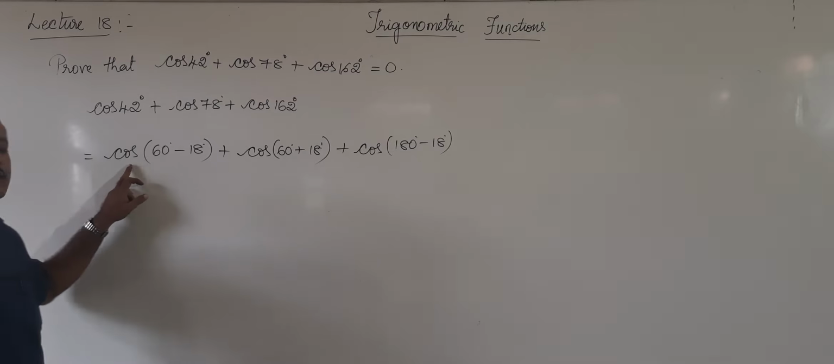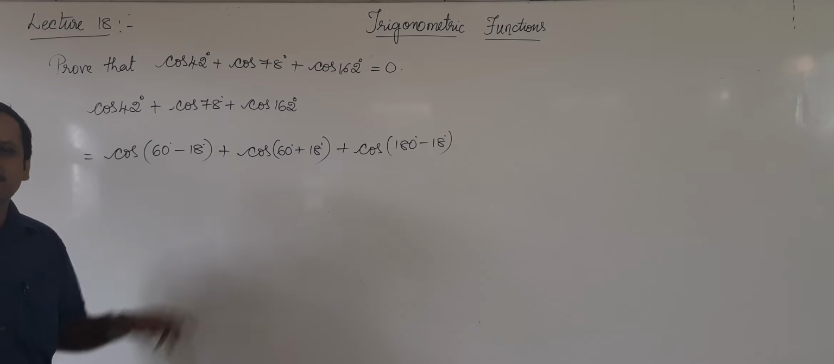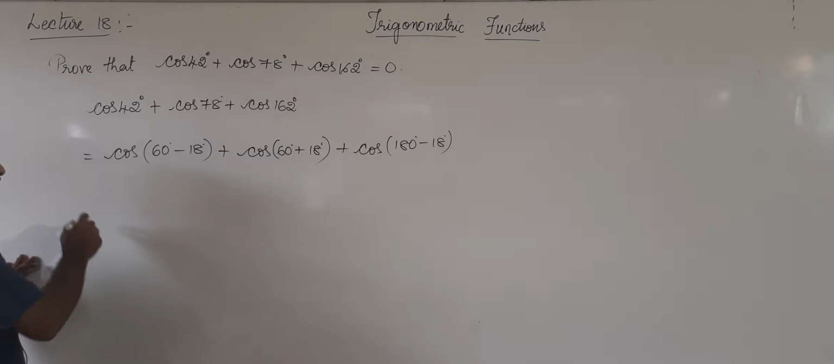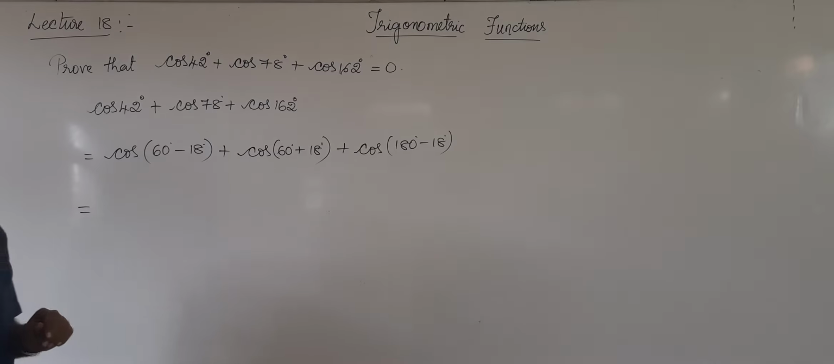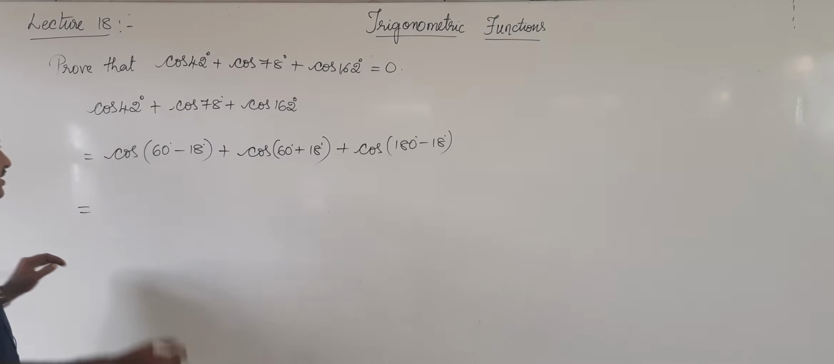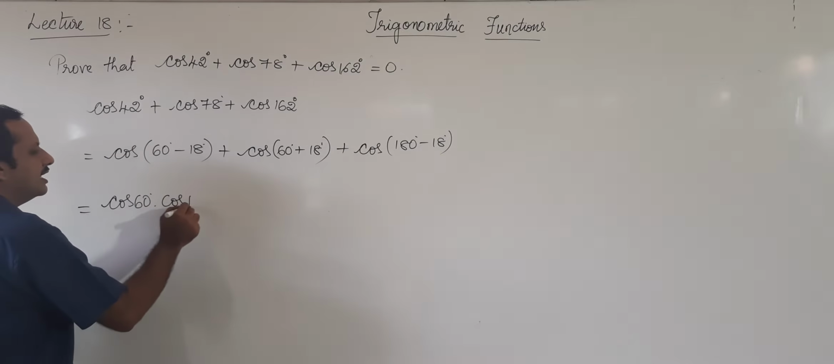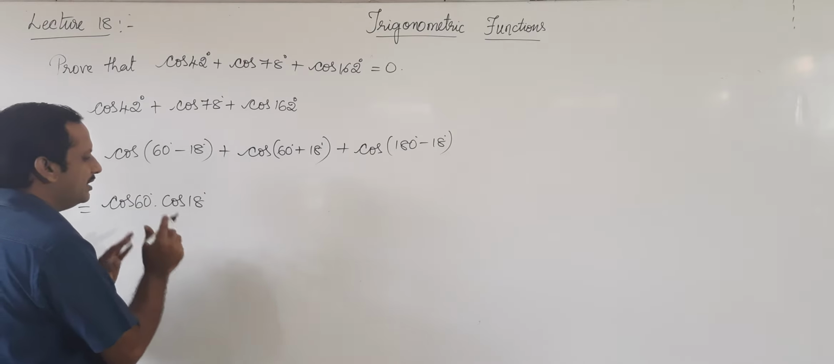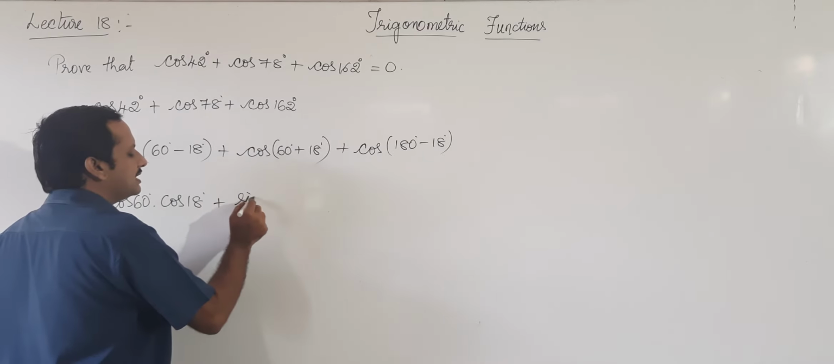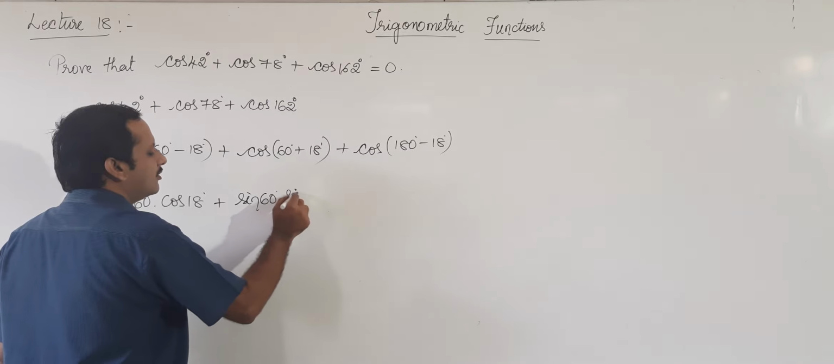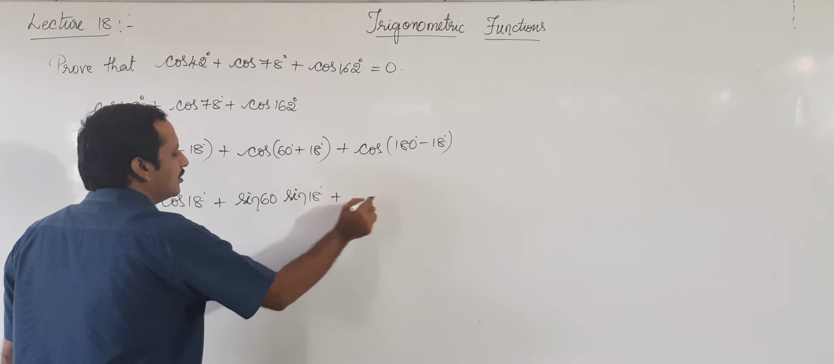Here this looks like cos A minus B. Cos A minus B formula we know. Cos A minus B is equal to cos A cos B plus sin A sin B. So this will become cos 60 into cos 18 degree, cos A cos B, plus sin A sin B, that is plus sin 60 into sin 18 degree.